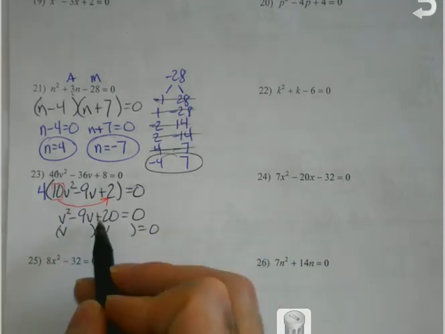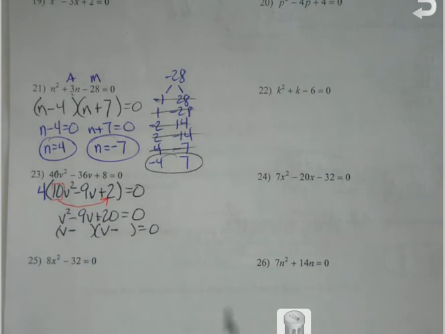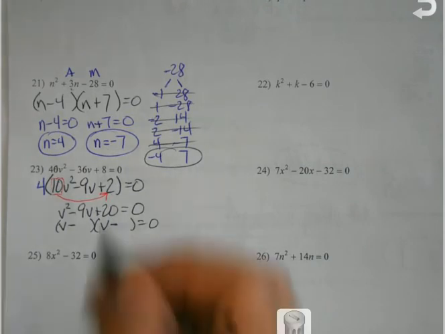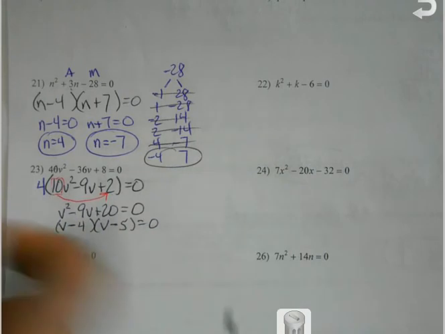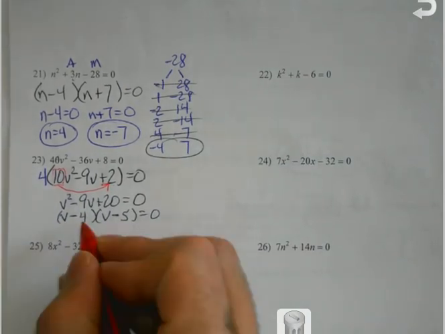Both the same sign, multiply to a positive, add to a negative. Okay, negative and negative. Multiply to 20 and add to 9. And 5. Okay, but don't forget we did slide and divide, so don't set those equal to 0 and think you're done.